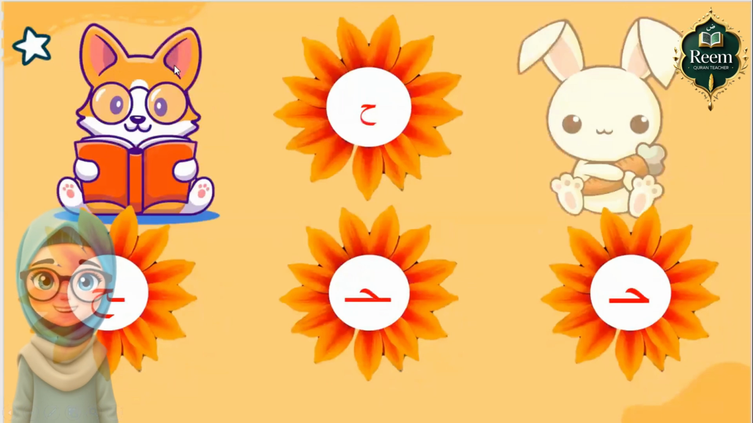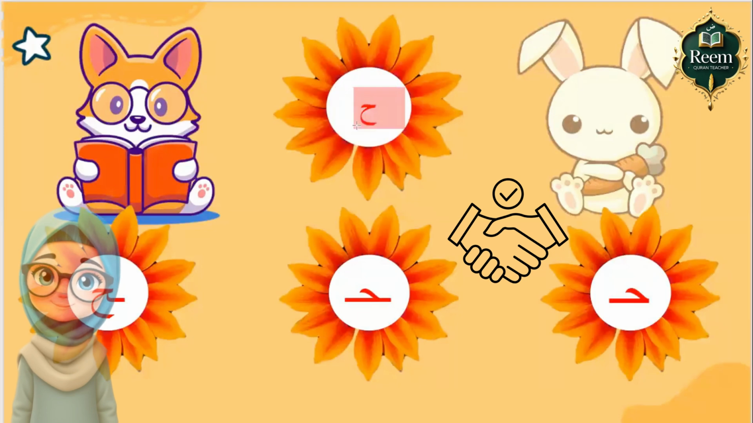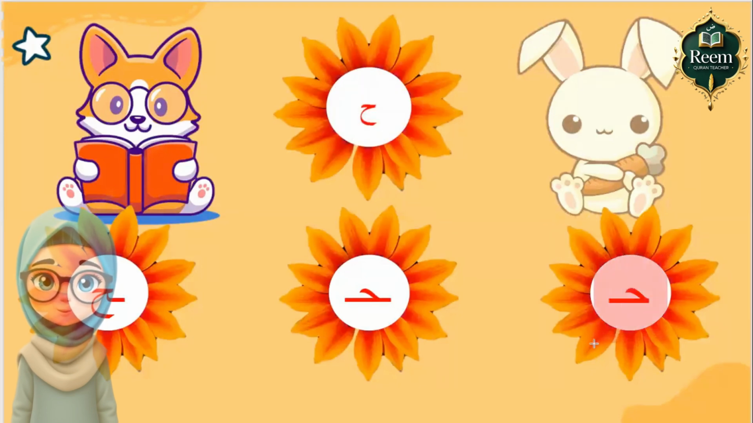Ha. Ha also is a friendly letter, and it has no dots. When it comes at the beginning of the word, it comes connected to the following letter. When it comes in the middle, it comes connected to the previous letter and to the following letter. When it comes at the end of the word, it comes connected to the previous letter. Let's see examples, please.